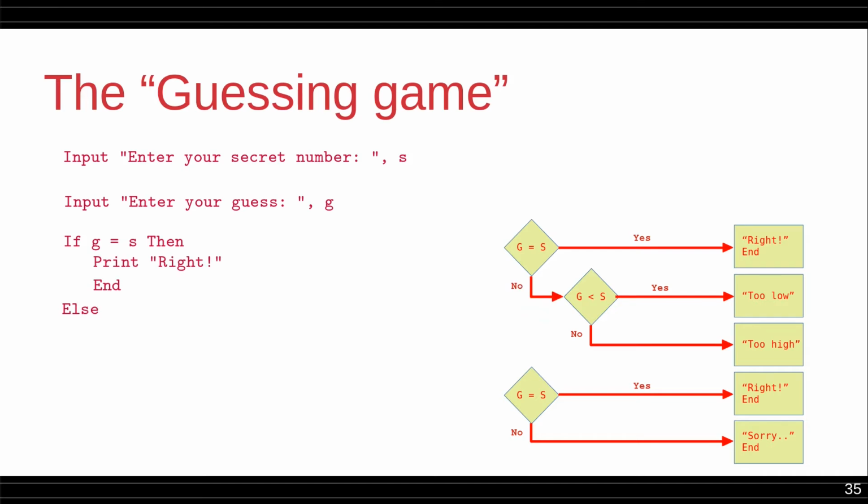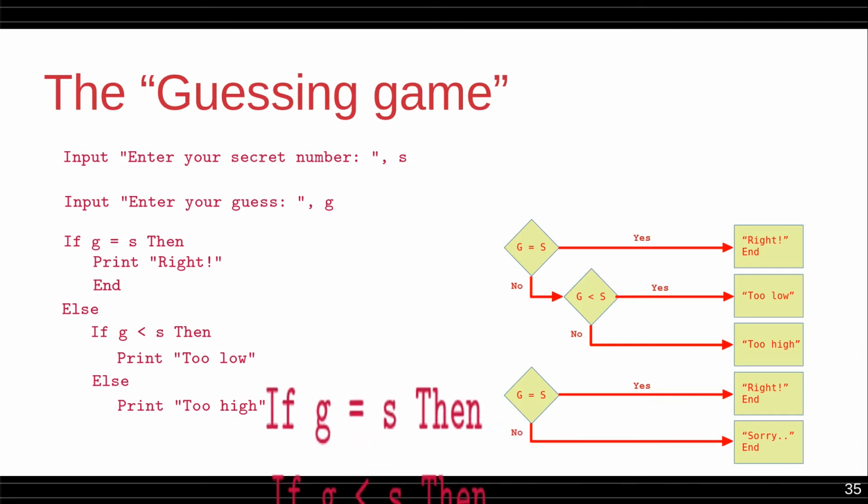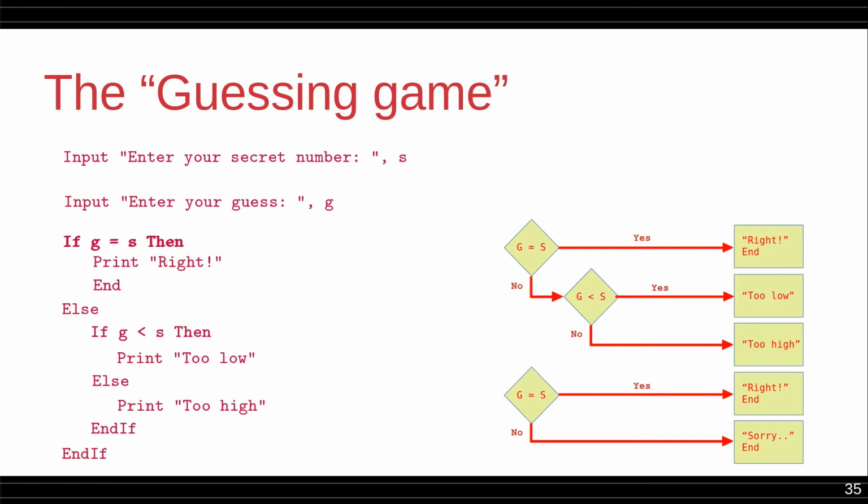We got another test here. Is the guess less than the secret number? And what do we do if that one is true? We simply print a message. Another no branch, which means another else. And there we print another message. We're doing fine here. Now remember, there has to be an end if for every if we used. So to properly finish this, we have to fly in 2 end ifs, since we got 2 ifs. That's it. So we got that part of the program.